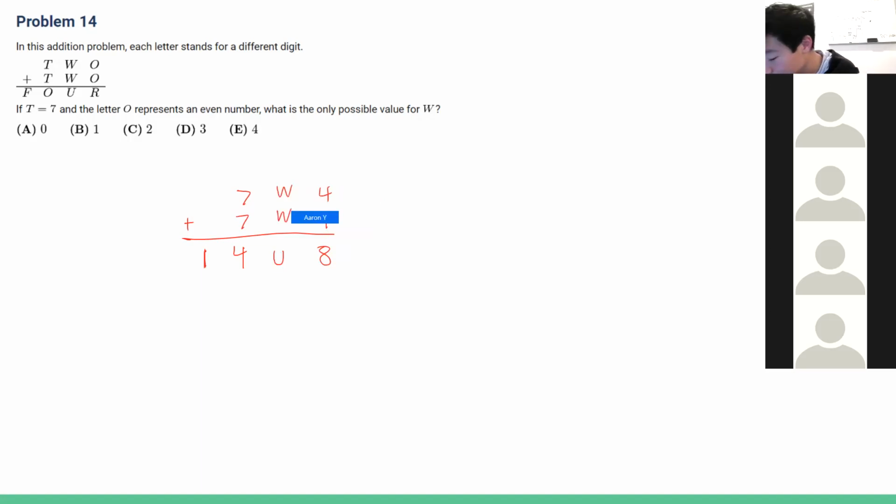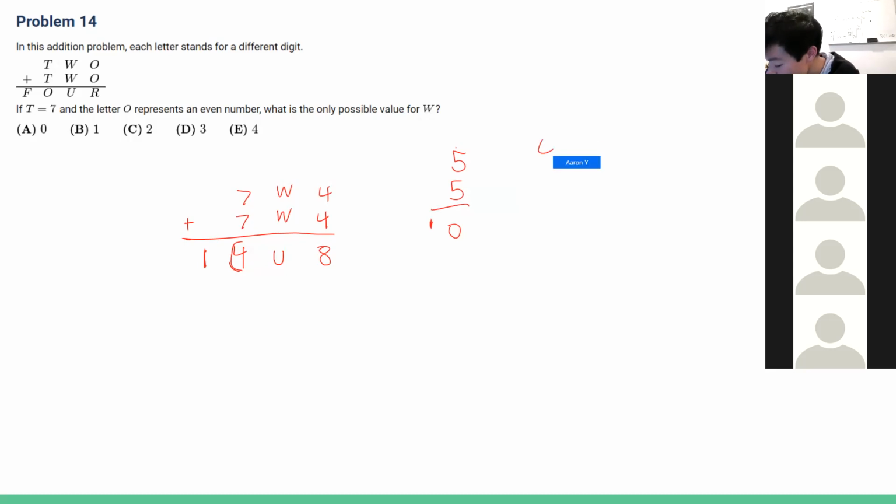to be a number that makes it work. We need W to be a number less than 5. Why? Because if it was greater than 5 or 5, what would happen? Well, 5 plus 5 is 10, right? I would have to carry over this 1, which means this thing would no longer be 4. And that's not okay because O cannot be 5. It has to be an even number. So that means W has to be less than 5. W plus W has to be less than 10.